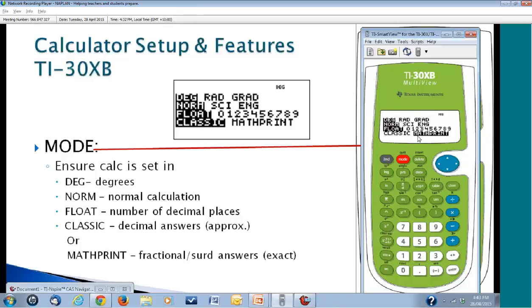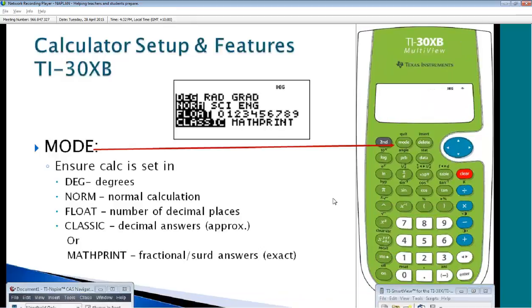So if we just go into the mode, you'll see that this particular calculator I've actually got set in math print. You're just using your arrows to arrow down. If you want to change something, you can move across. So you can see I'm moving across to a float of, say, 4 at the moment, and press Enter to select it. Okay, and then I can move down and I can press Enter there to select Classic, or I can go back to Math Print. So that's a good thing to make sure students have set up the day before, so they don't have to worry about that during the test at all.